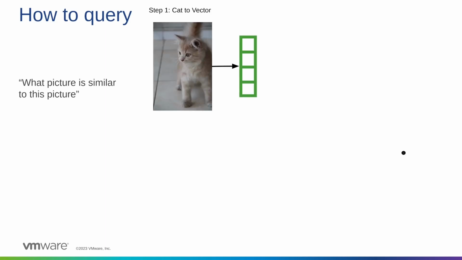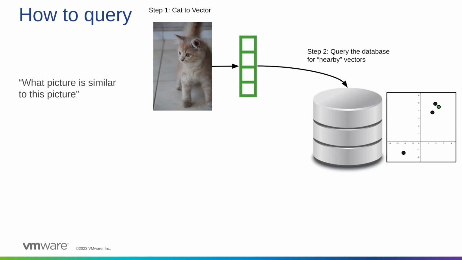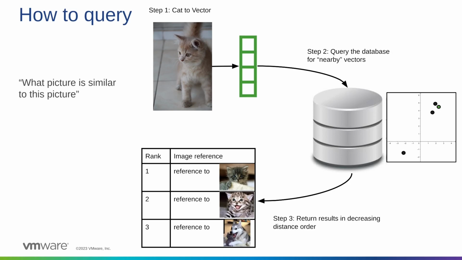So we're going to ask it a question, and we're going to take our new picture of a kitty, feed it through that same neural network again, and create a new embedding for that picture. Then we're going to send that embedding to the vector database and ask it, give me other embeddings close to this one. The green dot represents the new picture, and the black dots are the embeddings from before. So it's going to come back with results in decreasing distance order, with rank 1, 2, 3, and a reference to the image that it is closest to.